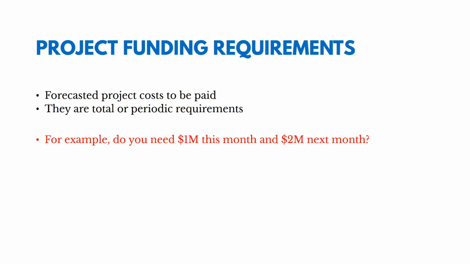Now let's talk about the other key output, project funding requirements. So these are forecasted project costs to be paid. They're total or periodic requirements. So for example, do you need $1 million this month and $2 million next month? You have to be clear about what you need, when you need it, if you're not going to get all the funding for the project at the start.